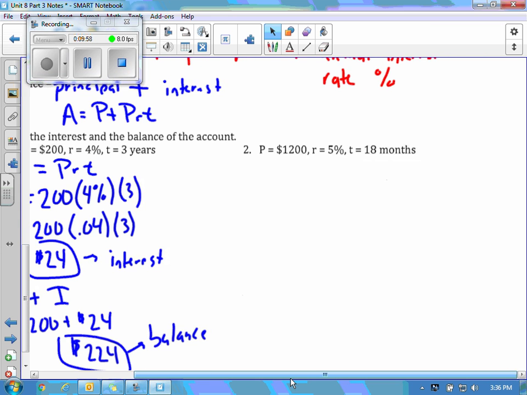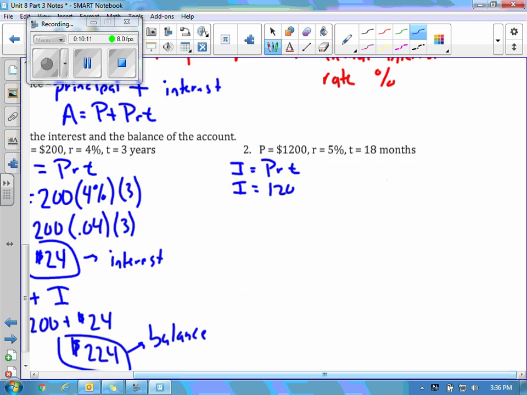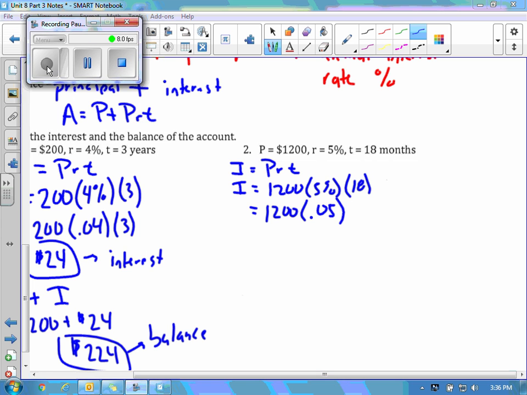If you come over here to the next one, I'm going to do some for you just because it has something that I didn't talk about. Again, we're going to start by finding the interest. The interest is principal times rate times time. So my principal is 1,200, my rate is 5%, and in time it says 18 months, which we'll talk about in a second. So I have 1,200, I need to turn 5% into a decimal, which is 0.05, and my time needs to be in years. So 18 months, I need to turn into years. There's 12 months in a year, so if I do 18 divided by 12, I'll get 1.5.